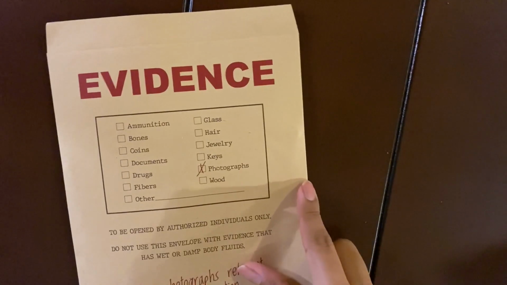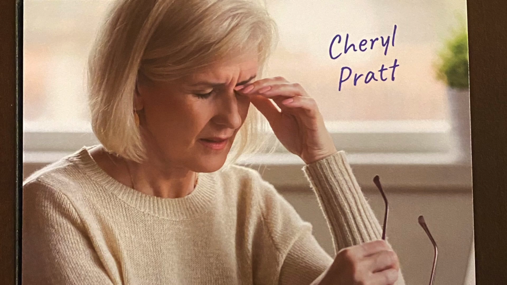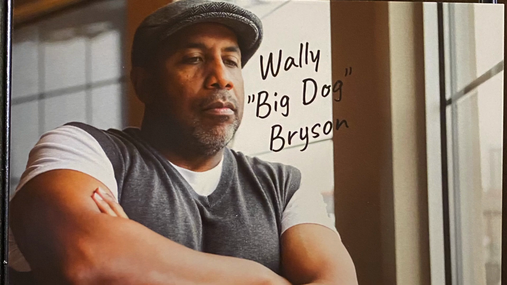So here's the evidence. Here are the photos. This is our victim, Harmony Ashcroft. These are all people that could be suspects, witnesses. We don't know, but we have to try and solve this mystery. One of these people is the killer.